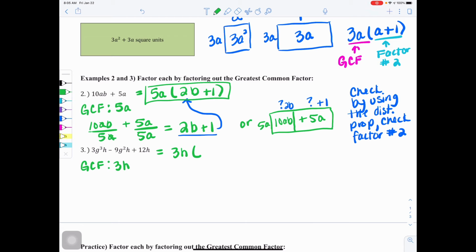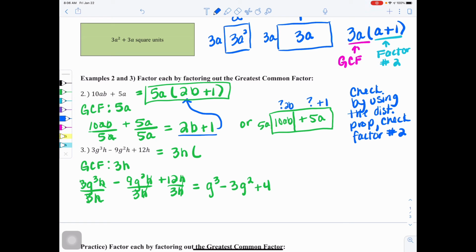So now we're going to take the original 3g cubed h minus 9g squared h plus 12h, and we're going to divide every single piece by the GCF that we just found. So the 3's would cancel, the h's would cancel, and I would get g cubed. Negative 9, take the sign with it, divided by 3 would be negative 3. The h's would cancel, so I'd get g squared. And then the h's here would cancel, and 12 divided by 3 gives me 4.